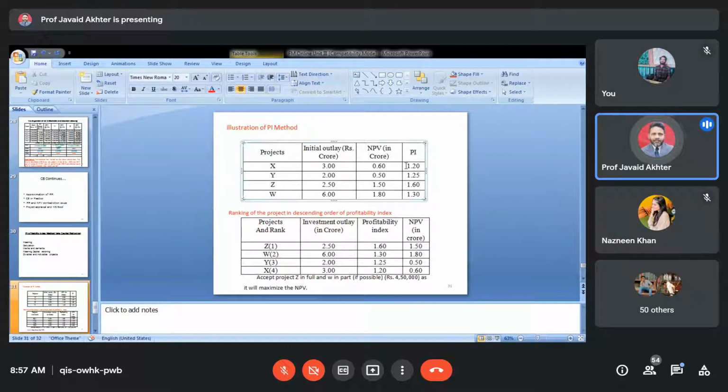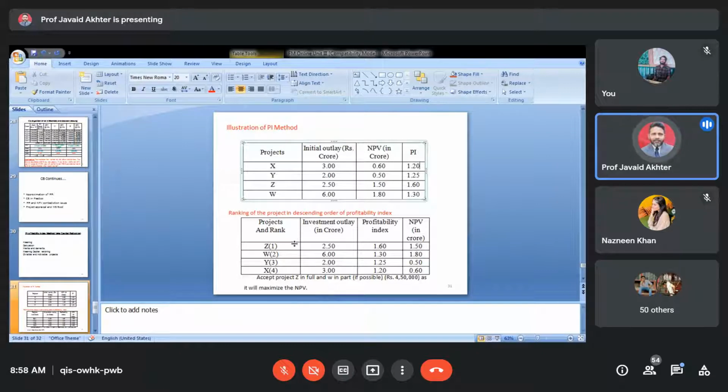I have already worked it out for you. Which project has got the highest profitability index? 1.6. If there are many, we can arrange them in descending order. Highest one will appear first, followed by the lower and the lowest. So Z has got the highest profitability index. It is given as rank 1. Next higher is W, next is Y, and least is X.